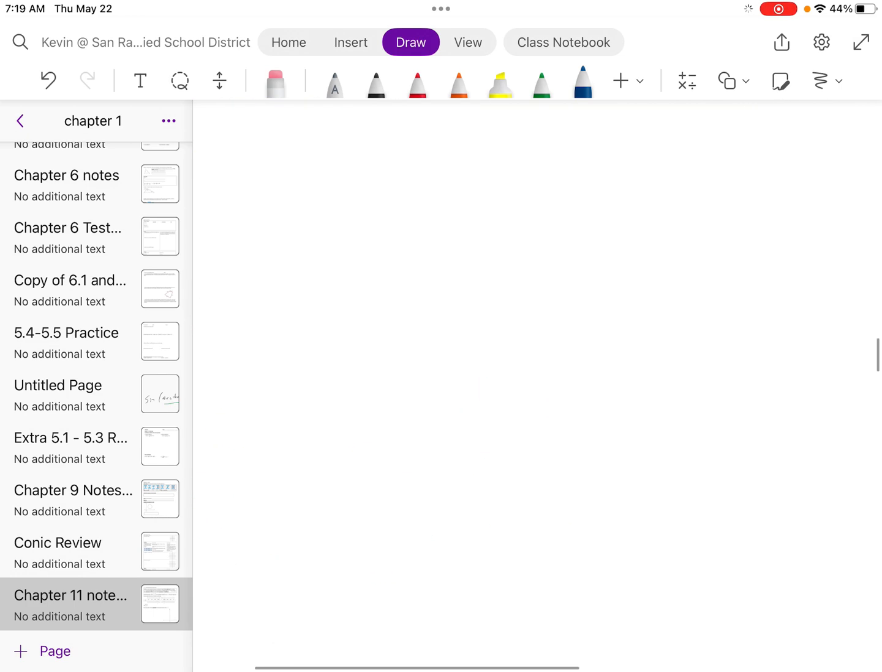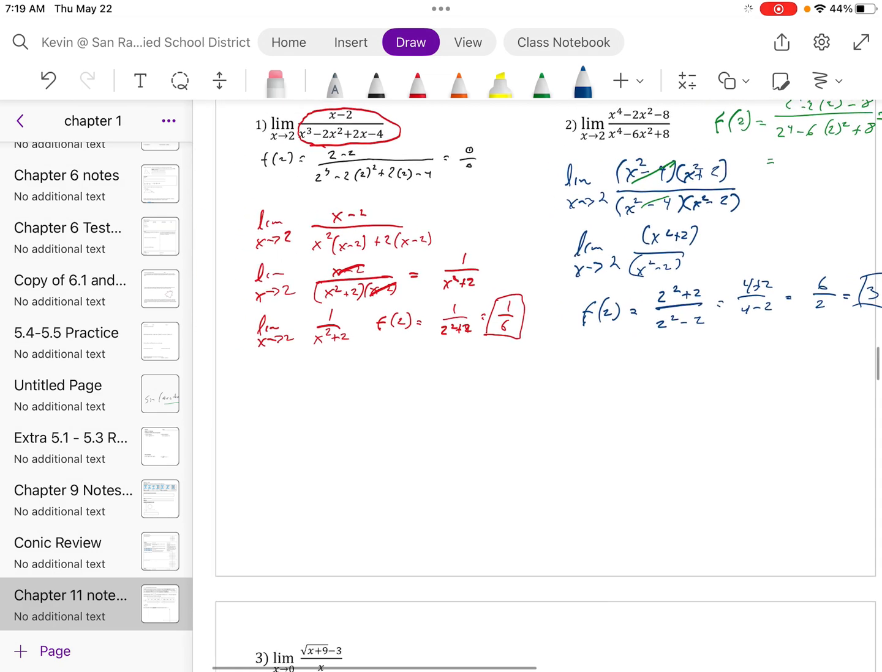Okay, I didn't do very much here because I'm having trouble with my iPad, so I'm going to stop with that and work on the rest after I figure out what's going on with my iPad.